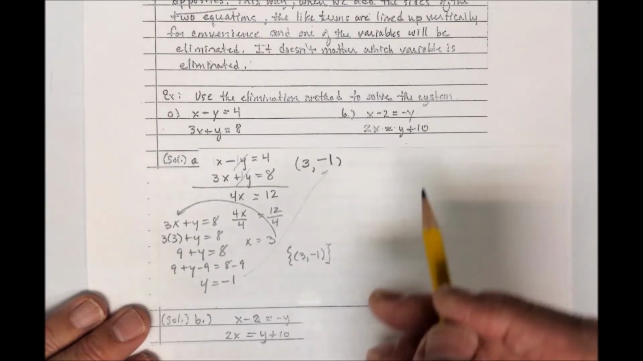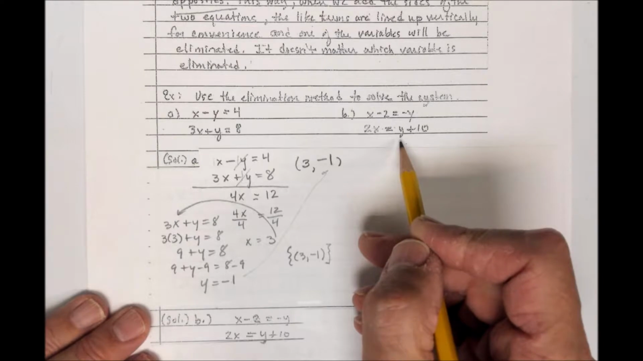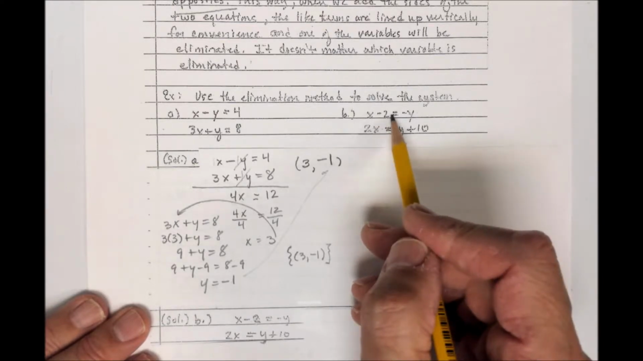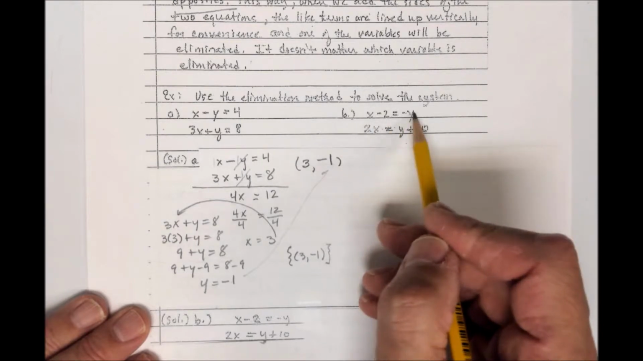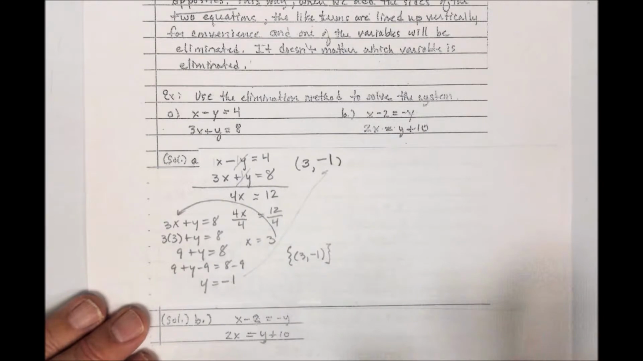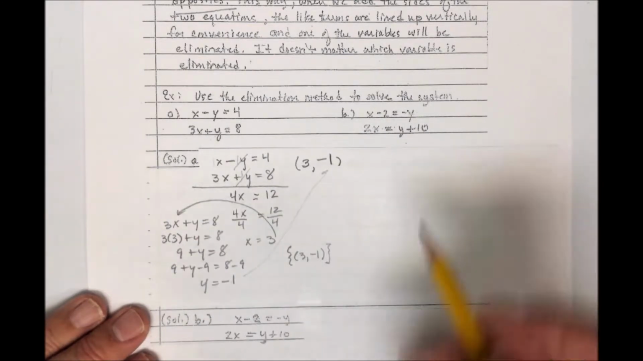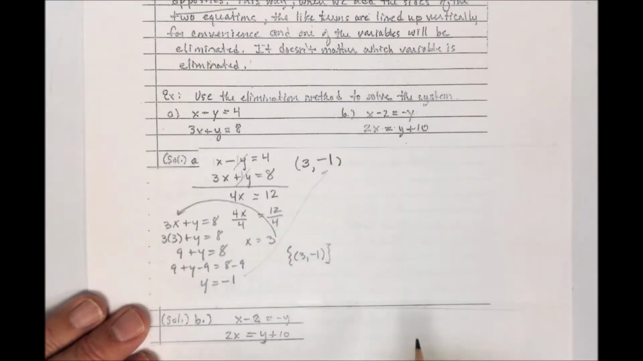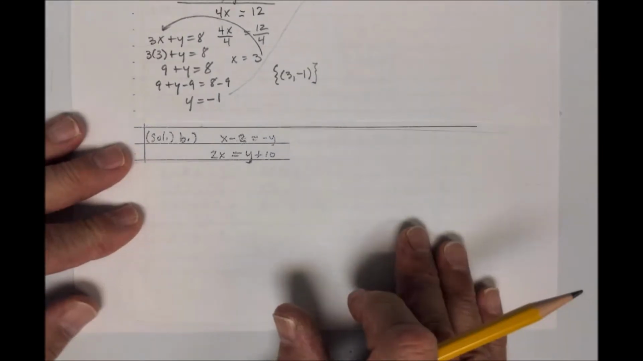Now let's try the second system of equations here. I have x minus 2 is equal to the opposite of y, and I have 2x is equal to y plus 10. Now, unlike the first example, neither one of these equations is written in standard form. So I'm going to have to rewrite them first. I left myself some room down here. Hopefully I left myself enough room. And I'm going to rewrite these.